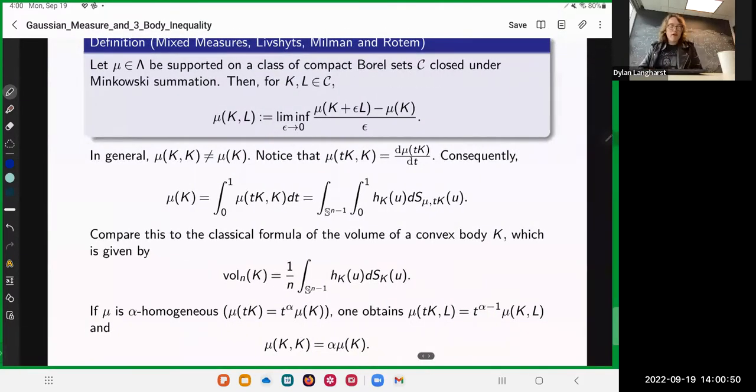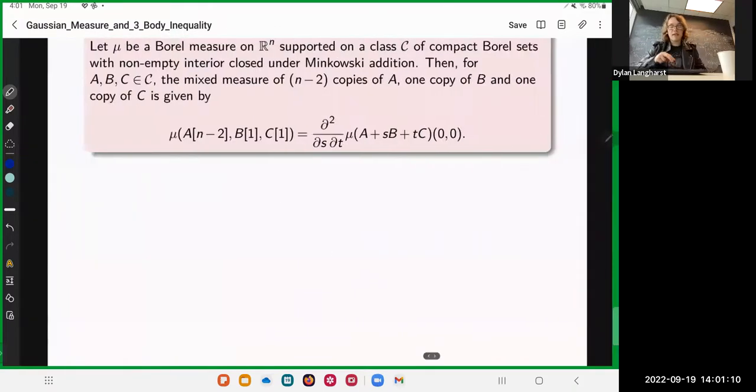Now, if mu is alpha homogeneous, which I remind you means if I put a t here, it pops out to t to the alpha here, one obtains that this mixed measure is alpha minus 1 homogeneous in the first variable, and furthermore, that mu of K, K is alpha mu of K. So there's our missing, again, 1 over n. If I bring it over here, you get the 1 over n. So it all reduces back down.